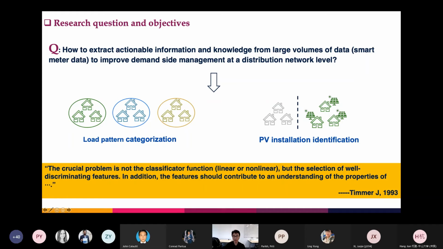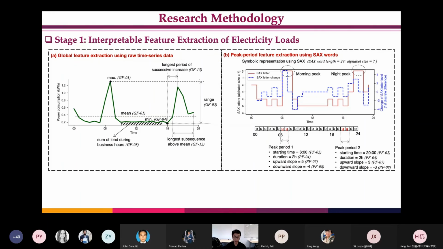And for the clustering, as this guy said, the crucial problem for the classifier is not the algorithm, whether it is linear or non-linear, but the selection of well-discriminating features. In addition, the features can contribute to the understanding of the properties of the smart meter data. So how can we extract the interpretable features?